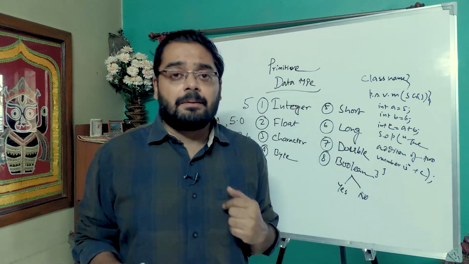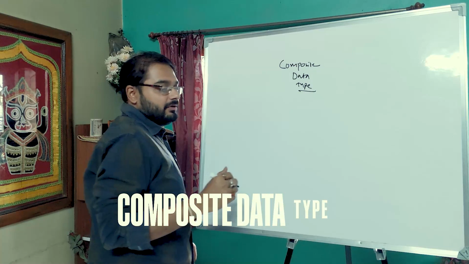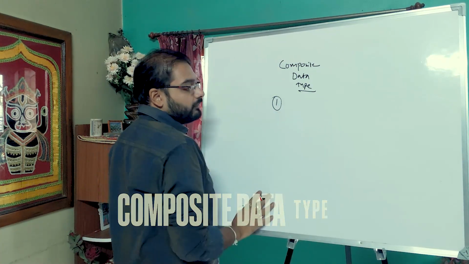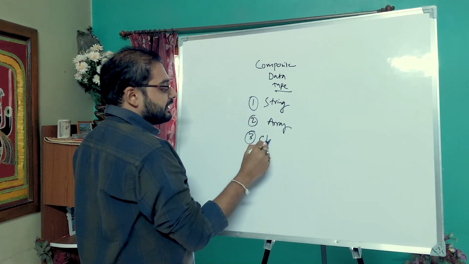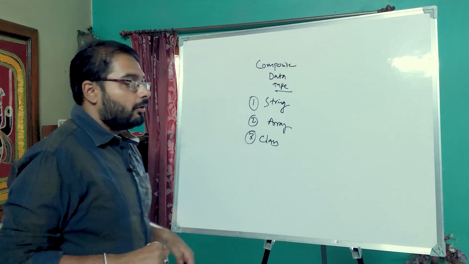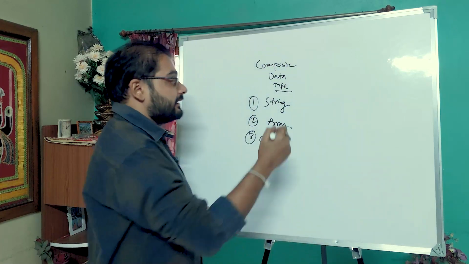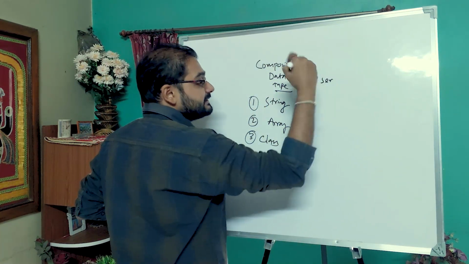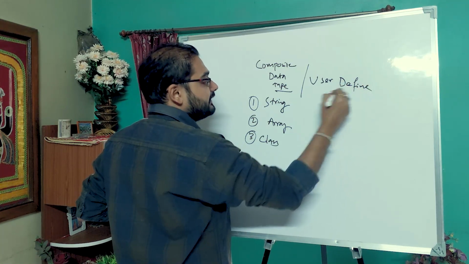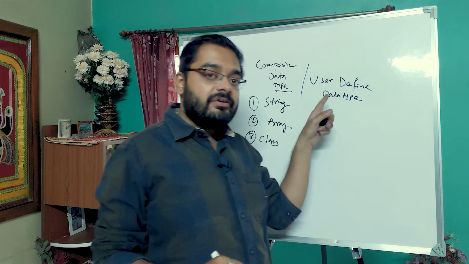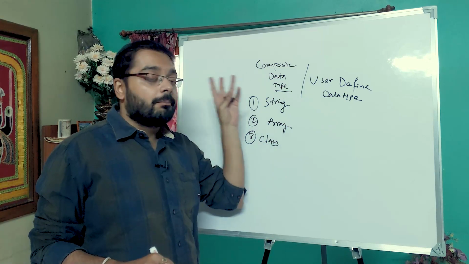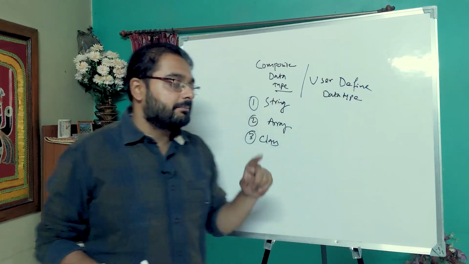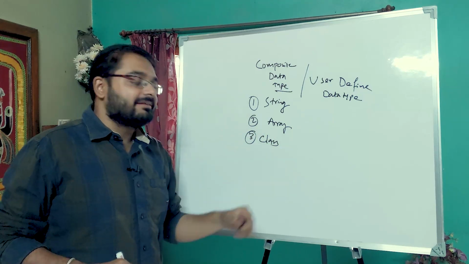Now we can look at the composite data type. There are three composite data types: number 1 is string, number 2 is array, and number 3 is class. Class is also a composite data type. Composite data types are created by a user. It is also a user defined data type. The user can create this data type as per user requirement. So it is called a composite data type as well as a user defined data type: the string, array, and class.